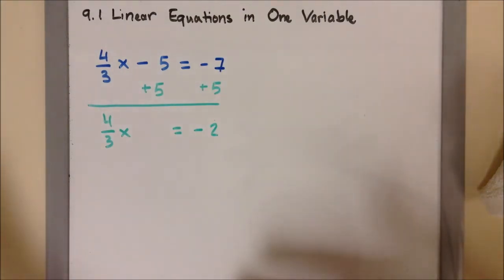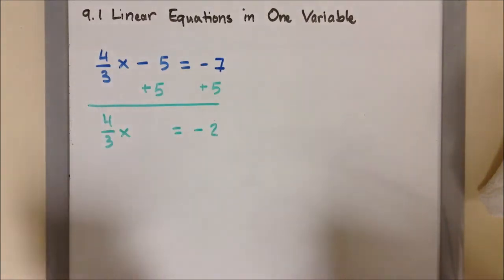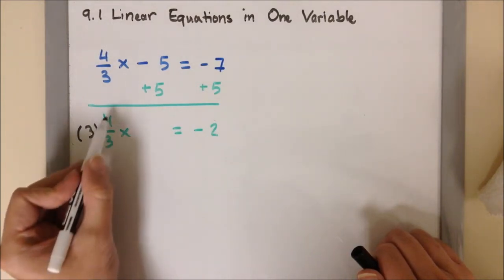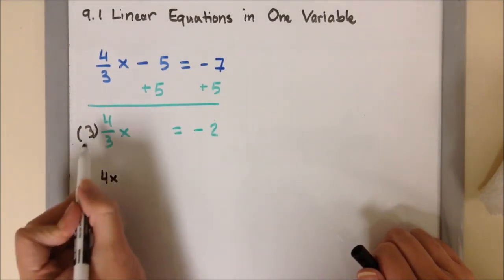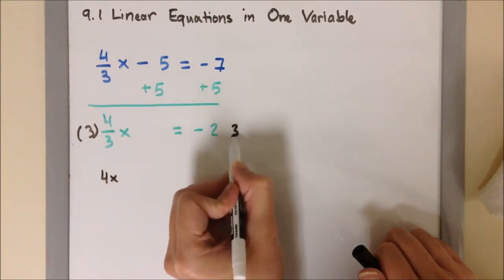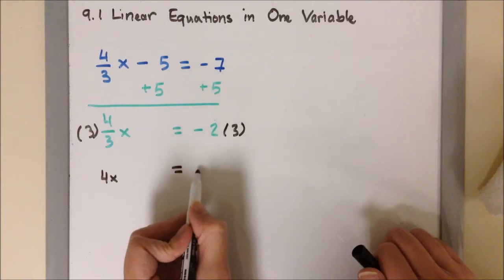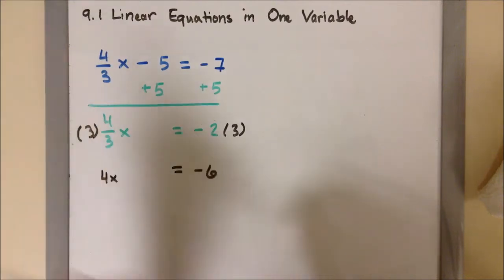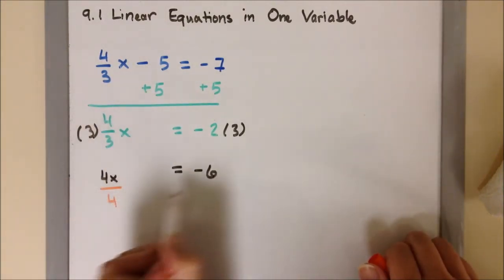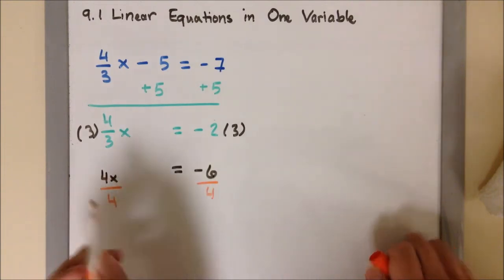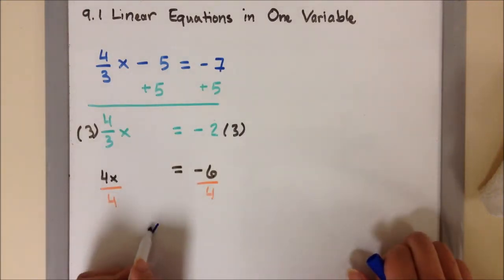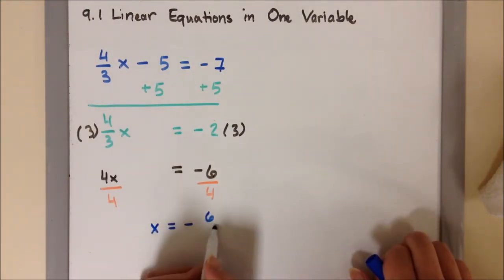Now since this one has a fraction, what I'm going to do first is multiply both sides by 3, so that when I multiply the left side, the 3s will divide into 1, and I'm just going to have 4x. So again, since I multiply by 3 on the left, I'm going to multiply by 3 on the right. So it's going to be negative 6 on the right. And then after that, I'm going to divide by 4 to get x by itself. And again, I'm dividing by 4 because that's the number in front of x. When I do that, I'm going to have x equal to negative 6 over 4.